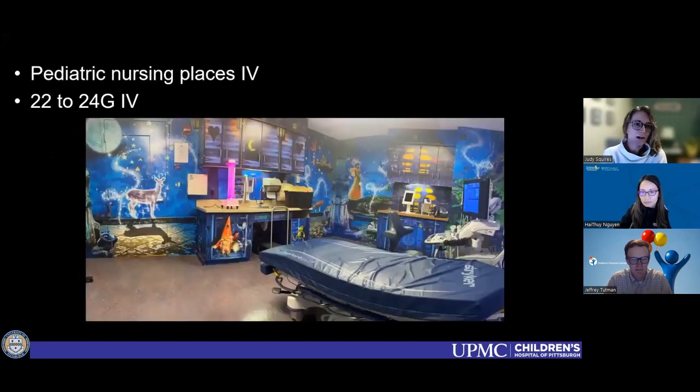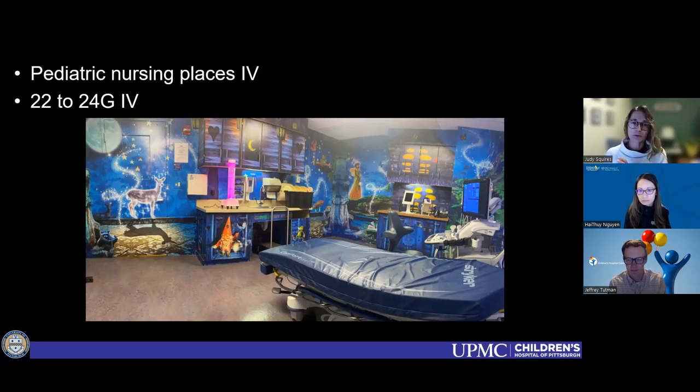At our institution, we are so lucky to have dedicated pediatric nurses in our radiology department because we do contrast enhanced CTs and MRIs all day. So we have a separate little area where our nurses can place IVs. I try to get them to place the IV not in my ultrasound suite if possible, especially for younger kids, so that they don't associate the IV placement with the ultrasound or the contrast enhanced ultrasound.